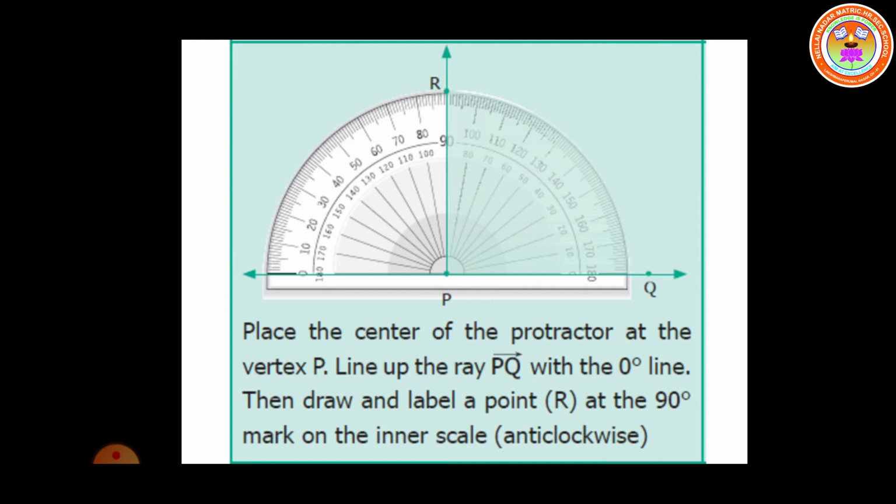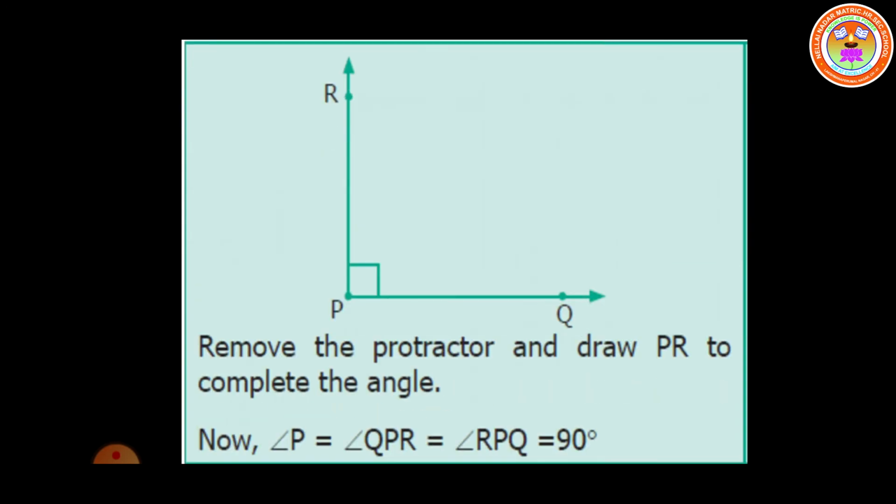Then we have to draw a line similar to that is parallel to the base line. Next, then draw and label a point R at 90 degree. Where you see the 90 degree ray? There you have to mark the point R. Then remove the protractor and draw PR to complete the angle.